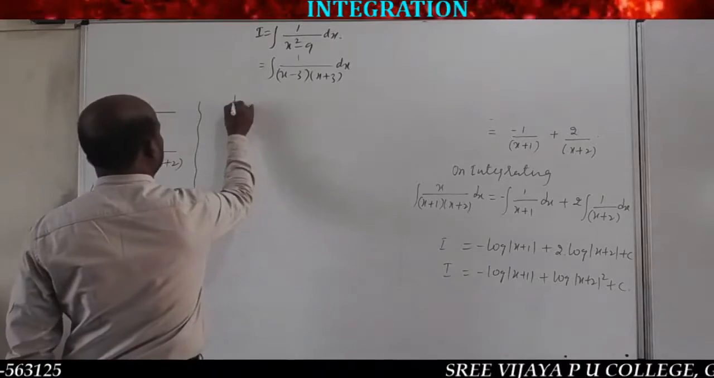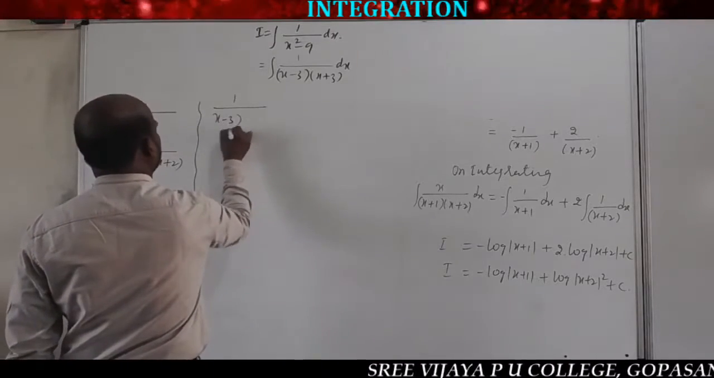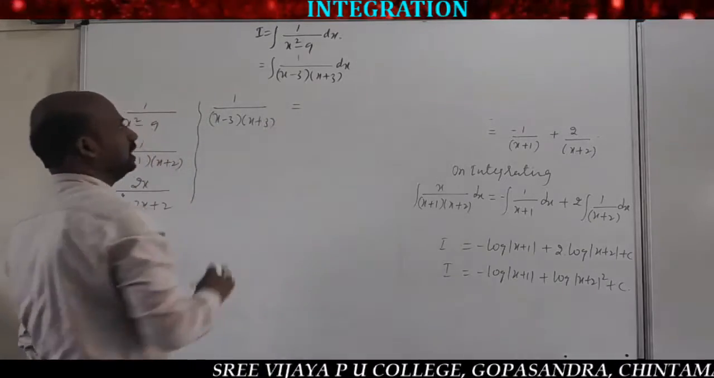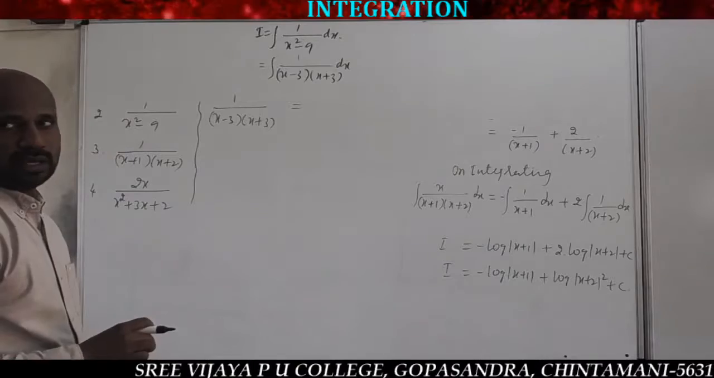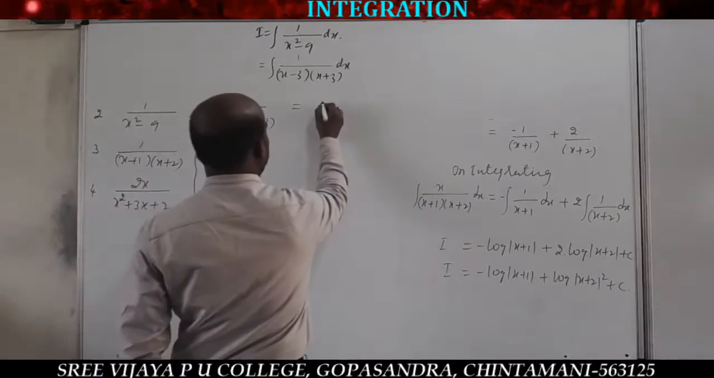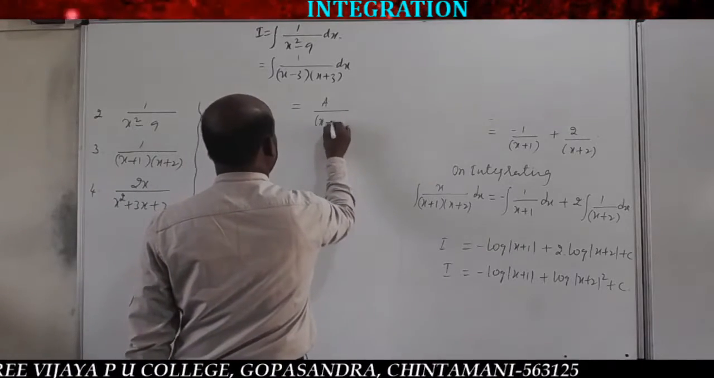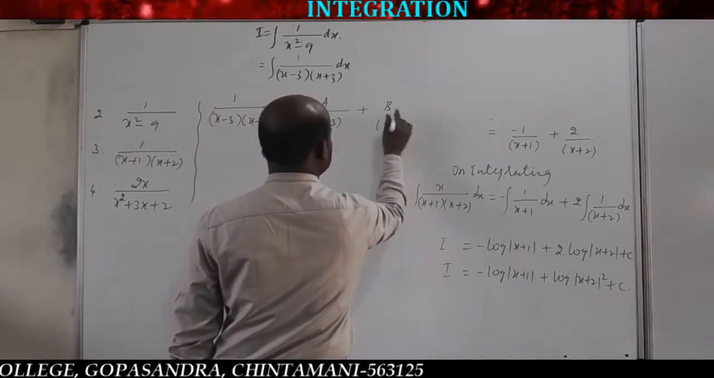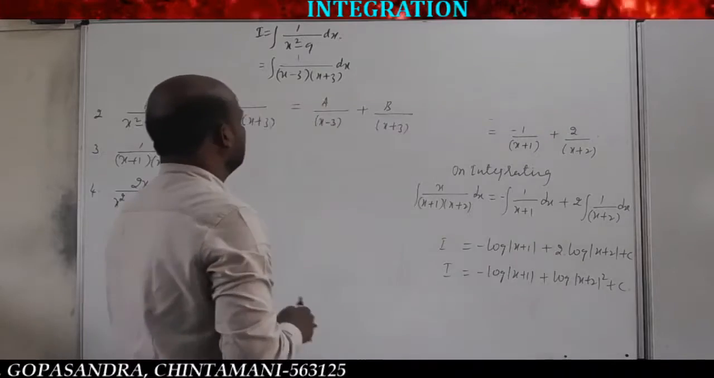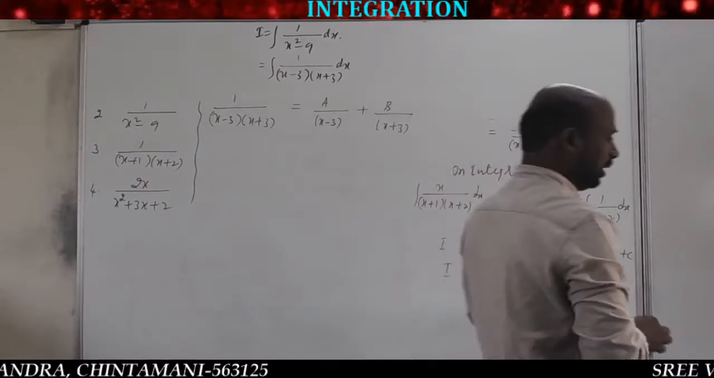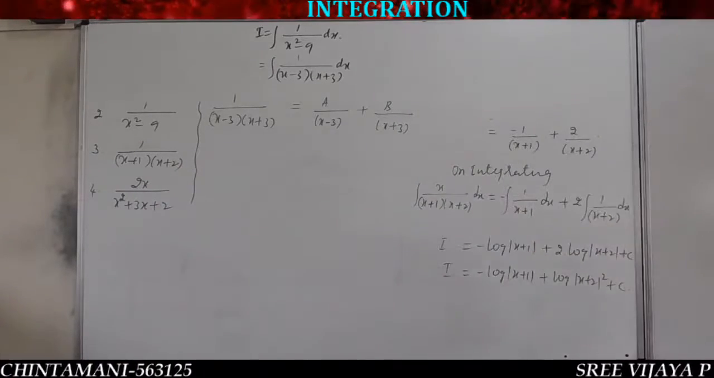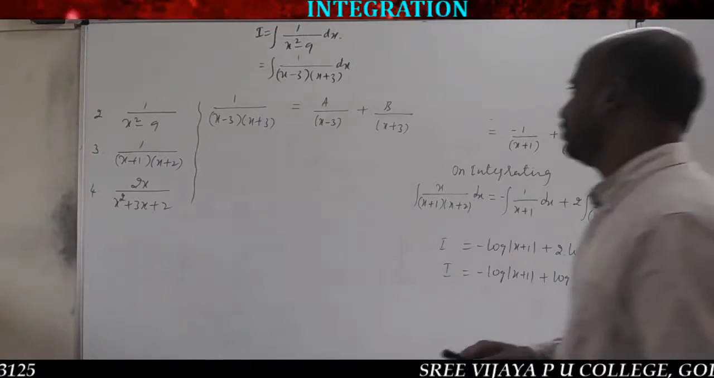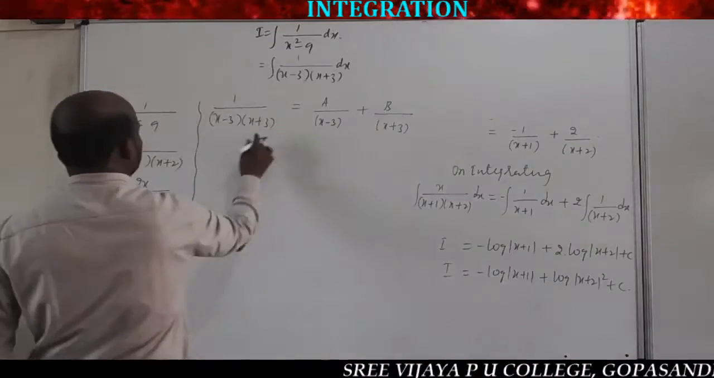So consider 1 upon (x minus 3) into (x plus 3). Here the denominator contains non-repeated linear factors, that is a divided by (x minus 3) plus b divided by (x plus 3). Same procedure, multiply both the sides by (x minus 3) into (x plus 3).